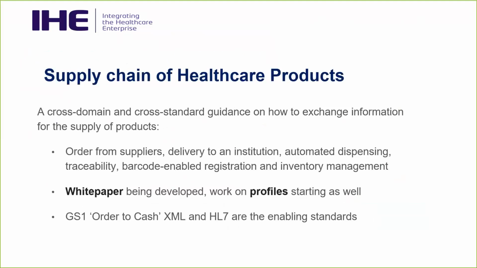So one other topic we are working on currently is the supply chain of healthcare products. And we are not looking only at pharmaceuticals, but also, for example, medical devices. So we would like to have a general supply chain process, which has different standards as well. There's a white paper which is almost finished. We are fine-tuning it at the moment. And slowly, we also start to work on the profiles as well. And for the standards, we are looking at HL7 and also GS1.